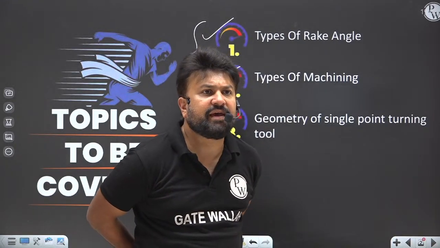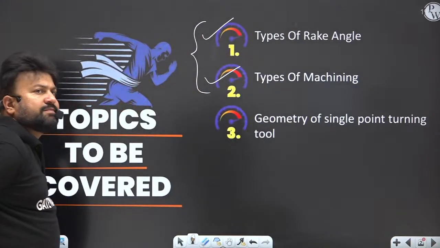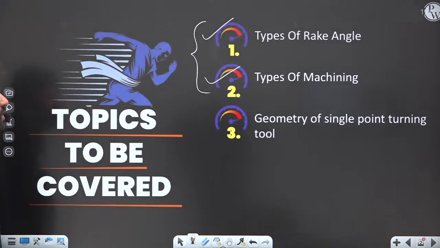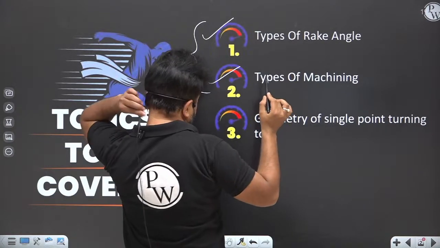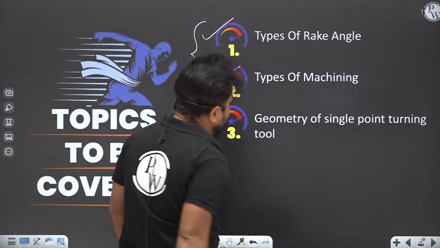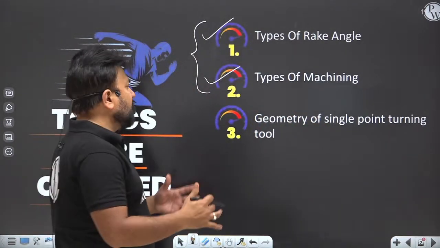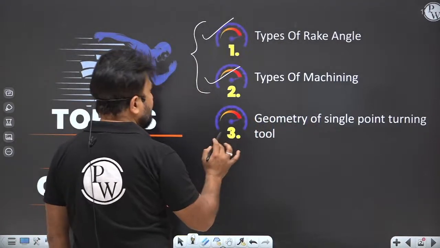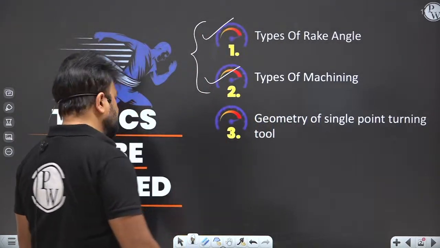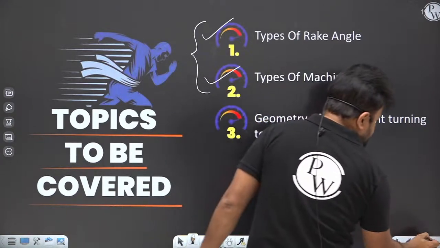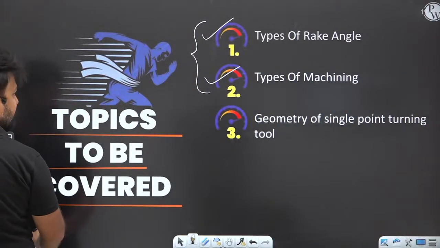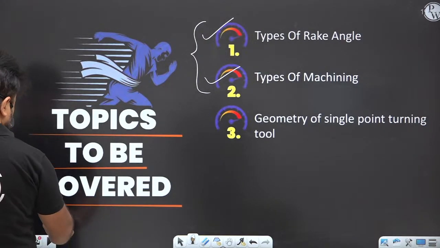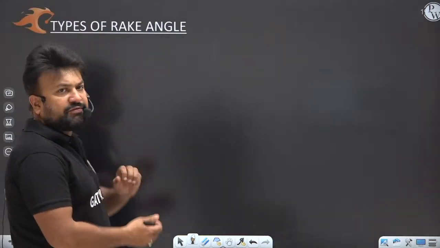Okay. So, in today's lecture, we are going to cover types of rake angle, types of machining, and geometry of single point turning tool. I may or may not start all of it, but these are the major topics which I'm going to cover. So let's start today's session. Here, see, types of rake angle.